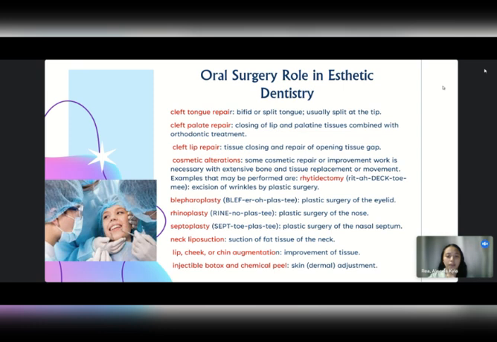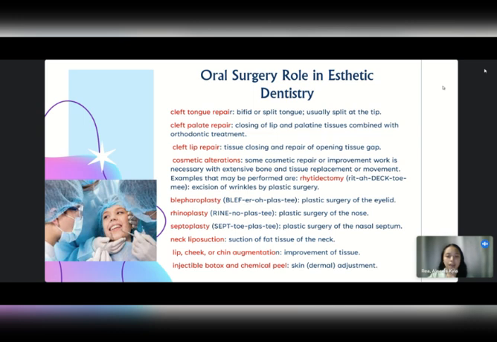Next is the cleft palate repair, closing of lip and palatine tissues combined with orthodontic treatment. So this cleft palate repair is a surgery to close the opening in the palatine tissue, and usually it involves rearranging tissues in the roof of the mouth to create functional separation between the mouth and nasal cavity. So the repair often includes the closure of the lip tissue if a cleft lip is also present, aiming to create a normal mouth structure and appearance.